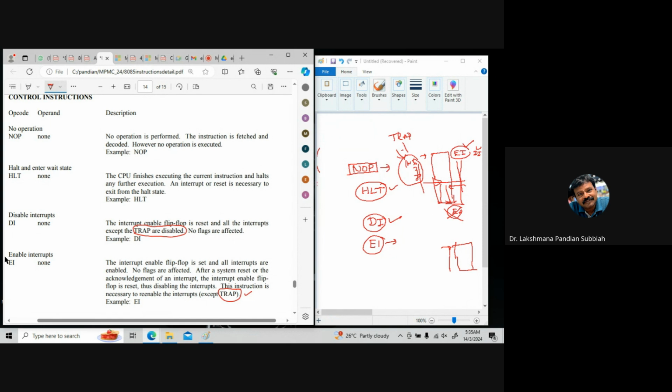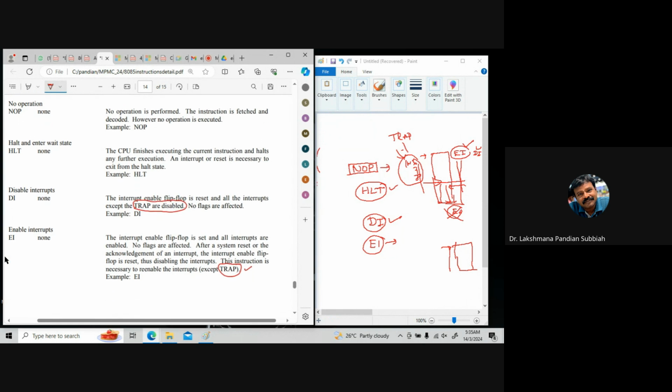It is like Control Alt Delete on your computer: wherever you are, if you press Control Alt Delete, it will go to the taskbar, right? In the same way, here we have to consider trap as a high level interrupt. This high level interrupt won't be affected by enable interrupt and disable interrupt. So the trap is always open for interrupt.